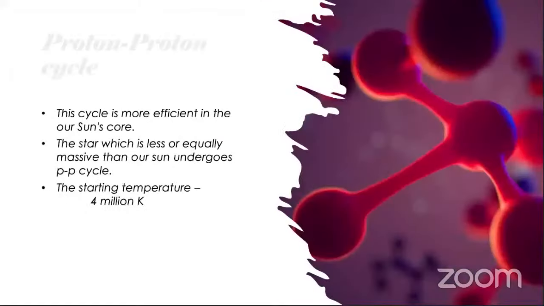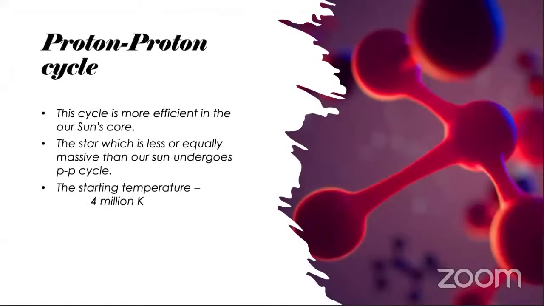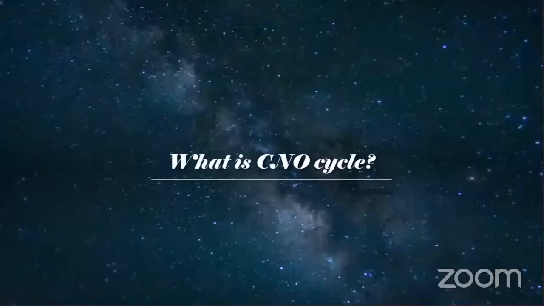So what is the proton-proton cycle? It is the reaction which happens inside our Sun, or inside a star which is equally massive as our Sun or less massive. The starting temperature should be 4 million Kelvin. And next is the CNO cycle.